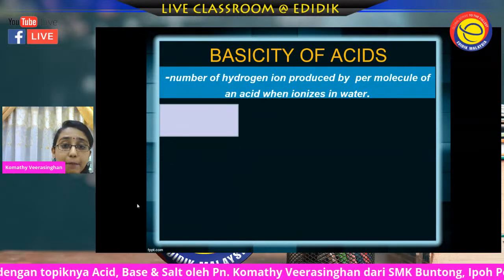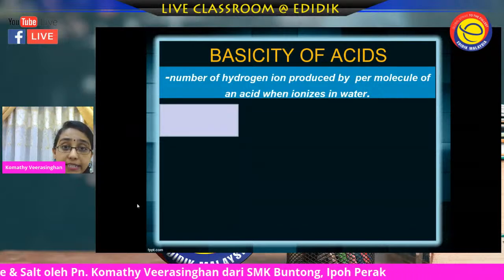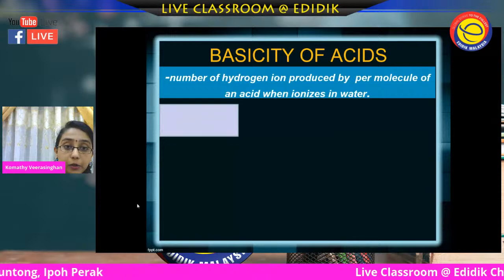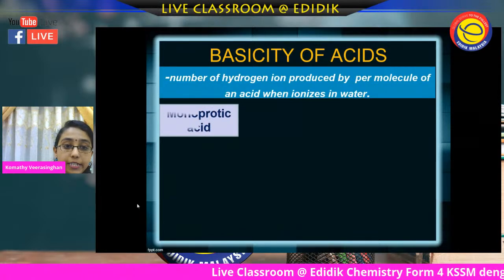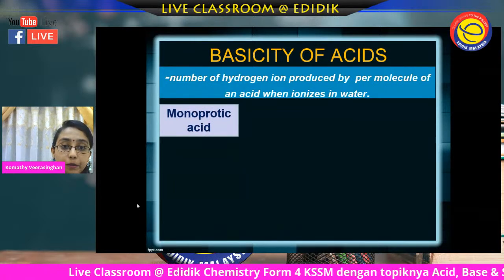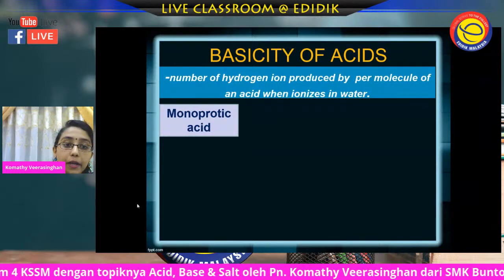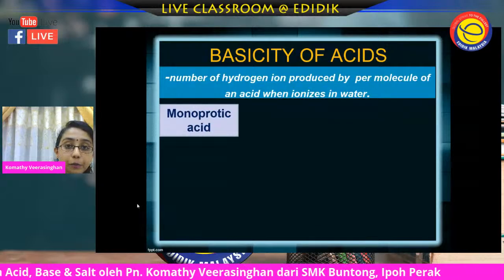Based on the number of hydrogen ions they ionize, we can classify them into 3 groups. So let's look at the first group, which is known as monoprotic acid. Okay, now what's the meaning of monoprotic acid?